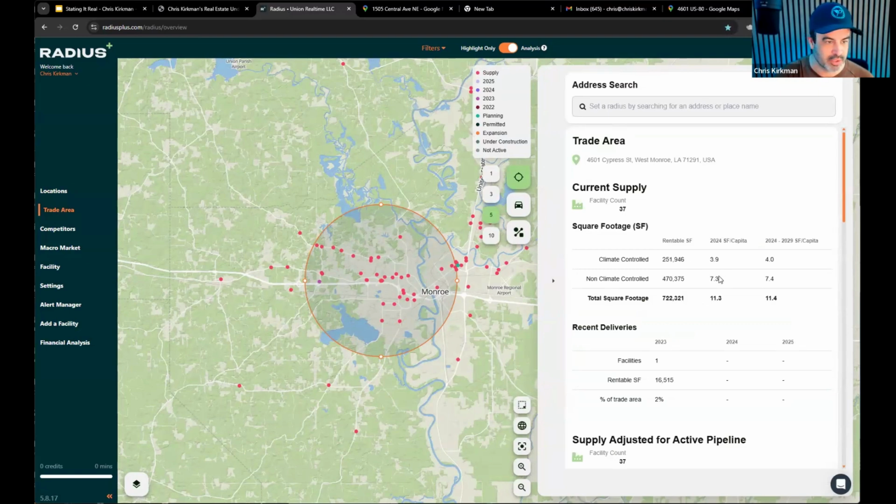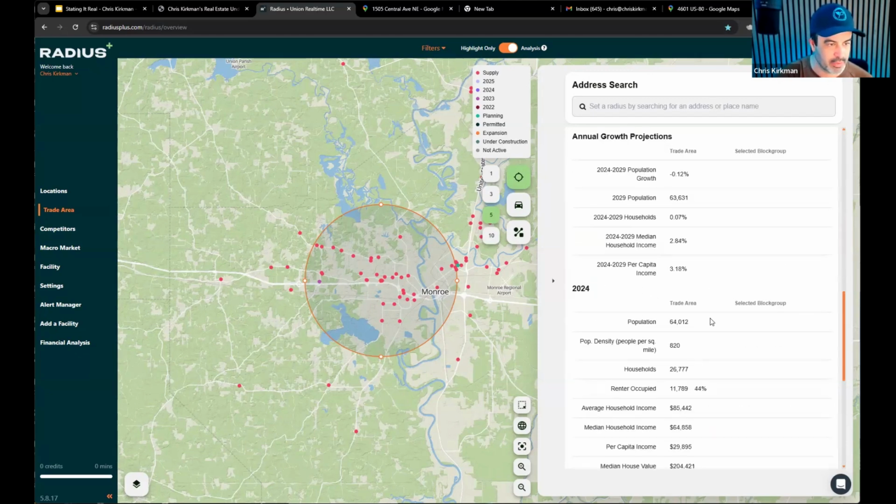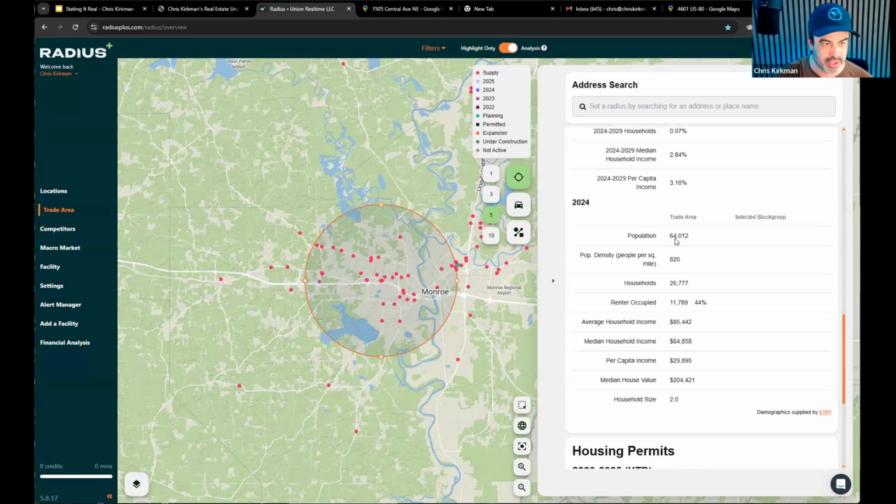And I assume this is non-climate controlled. It's outdoors. It's drive-up style. So we're only going to care about the non-climate controlled, which is a 7.3. I like to stay under 10 square feet per capita. Otherwise, it gets a little bit too saturated. There's too much storage available, so it's going to be harder to fill the units typically. Looks like we're okay at 7.3. Then I'm going to go ahead and take a look at the population. So the population is 64,000, which is great. I like to do things at least 10,000.